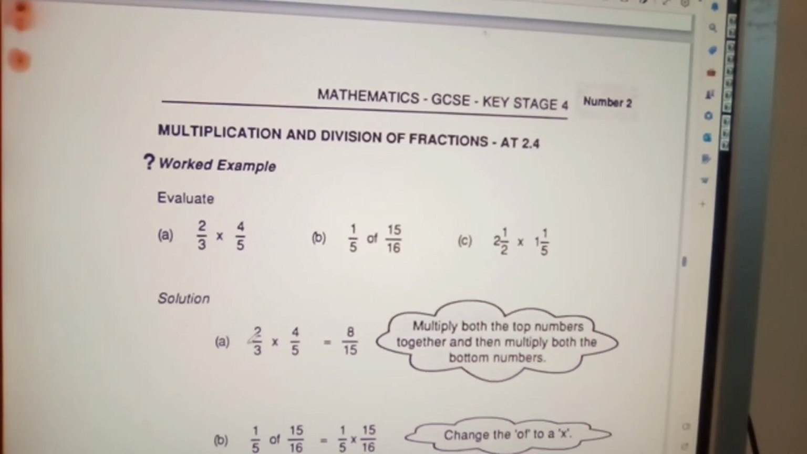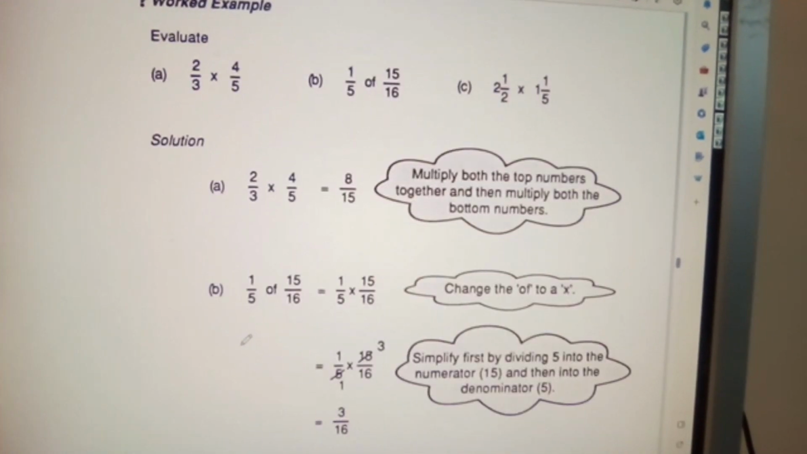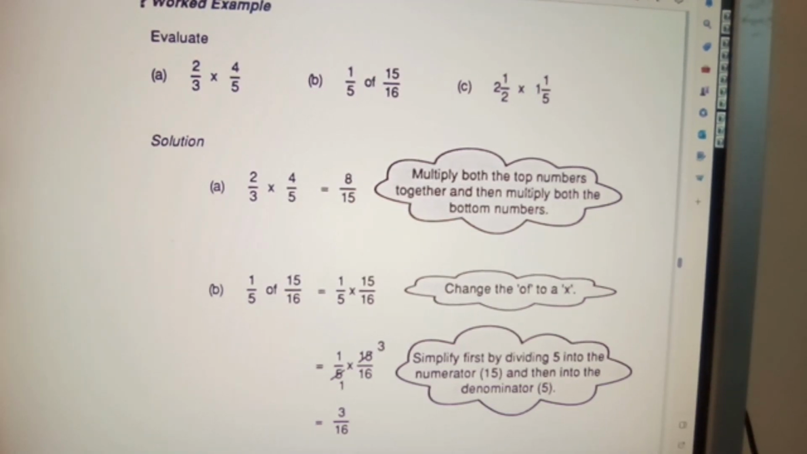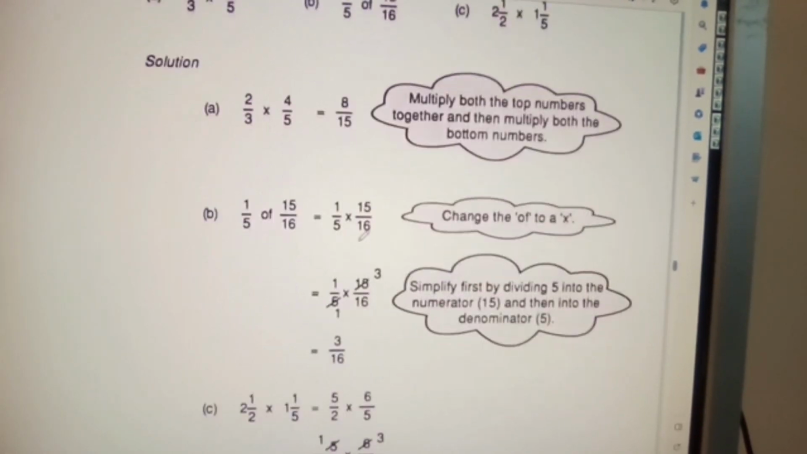Multiplication, division, fractions. Again, here we are, and again, look at the solutions. The solutions are quite eloquent to apply. Multiply both the top numbers together and then multiply both the bottom numbers together. That enables you to arrive at a solution.